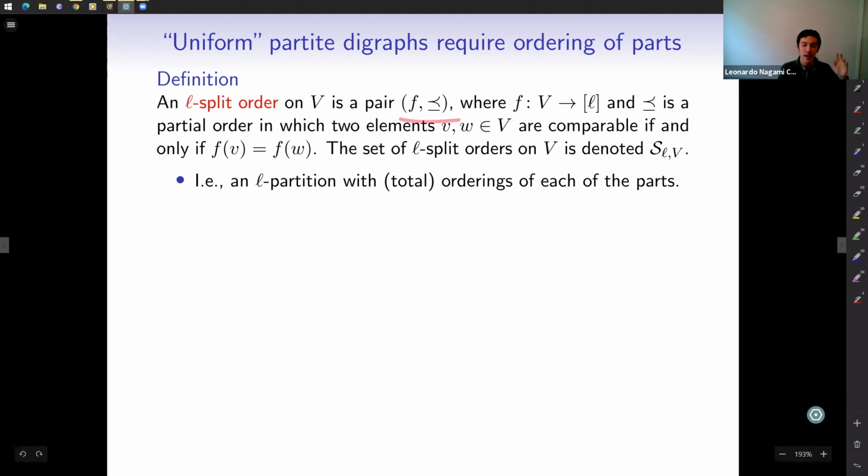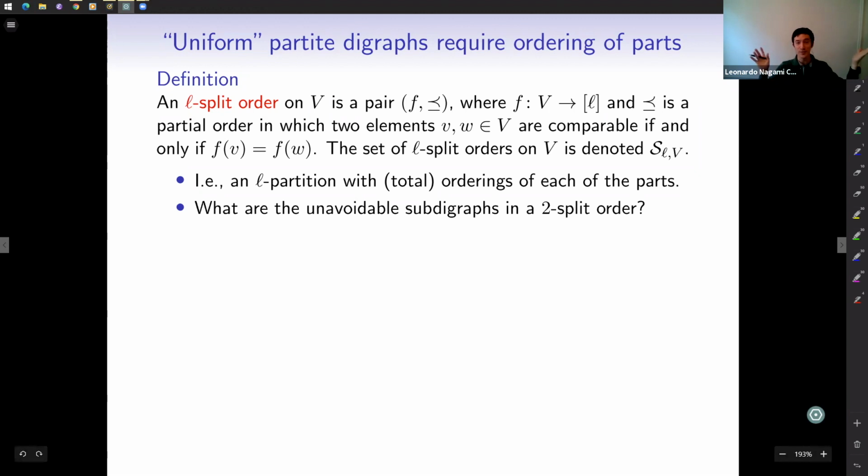An L-split order is a partition and an order at the same time. So it's a pair. F is encoding a partition, so it's a function to L, so it encodes an L partition. And this thing is an order, but it's a partial order that only compares guys in the same part. So it's a partition in which there's an ordering of each of the parts. Each of the parts gets ordered somehow. Now, with this definition, you can ask yourself the Ramsey version of this.